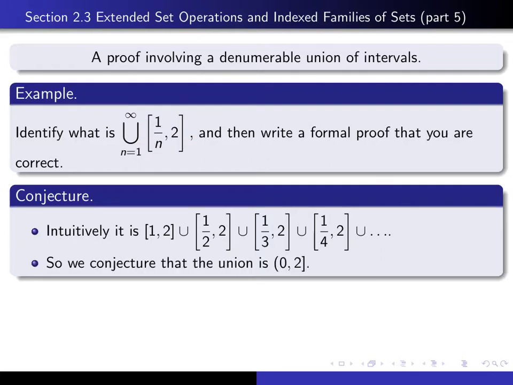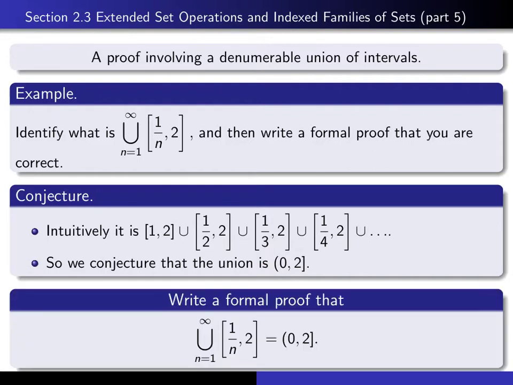Okay, so that's my conjecture as to what the union should be. I got it just by getting a sense of what that union should be, but that doesn't constitute a proof. But in my heart, I know that this has to be correct, but that doesn't make a proof. And so the next step is to write a formal proof that in fact this union is really this half-open, half-closed interval from 0 to 2.